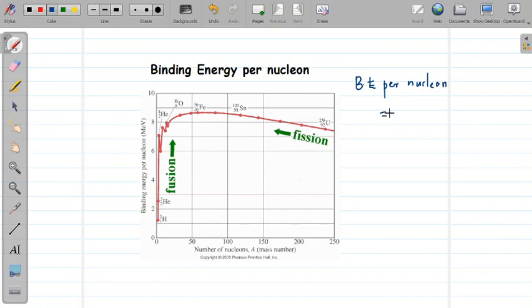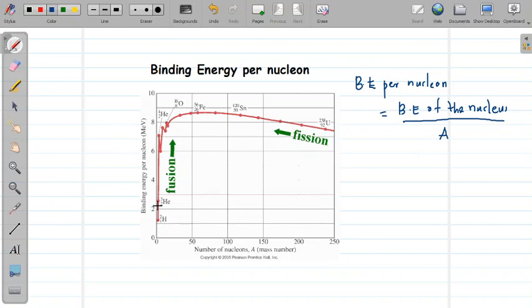Binding energy per nucleon equals the total binding energy of the nucleus divided by the total number of nucleons in the nucleus, which is A. So this value will give you the binding energy available per nucleon in order to bind them together in the nucleus. The binding energy per nucleon is very much related to nuclear stability, the stability of the nucleus to remain as it is.